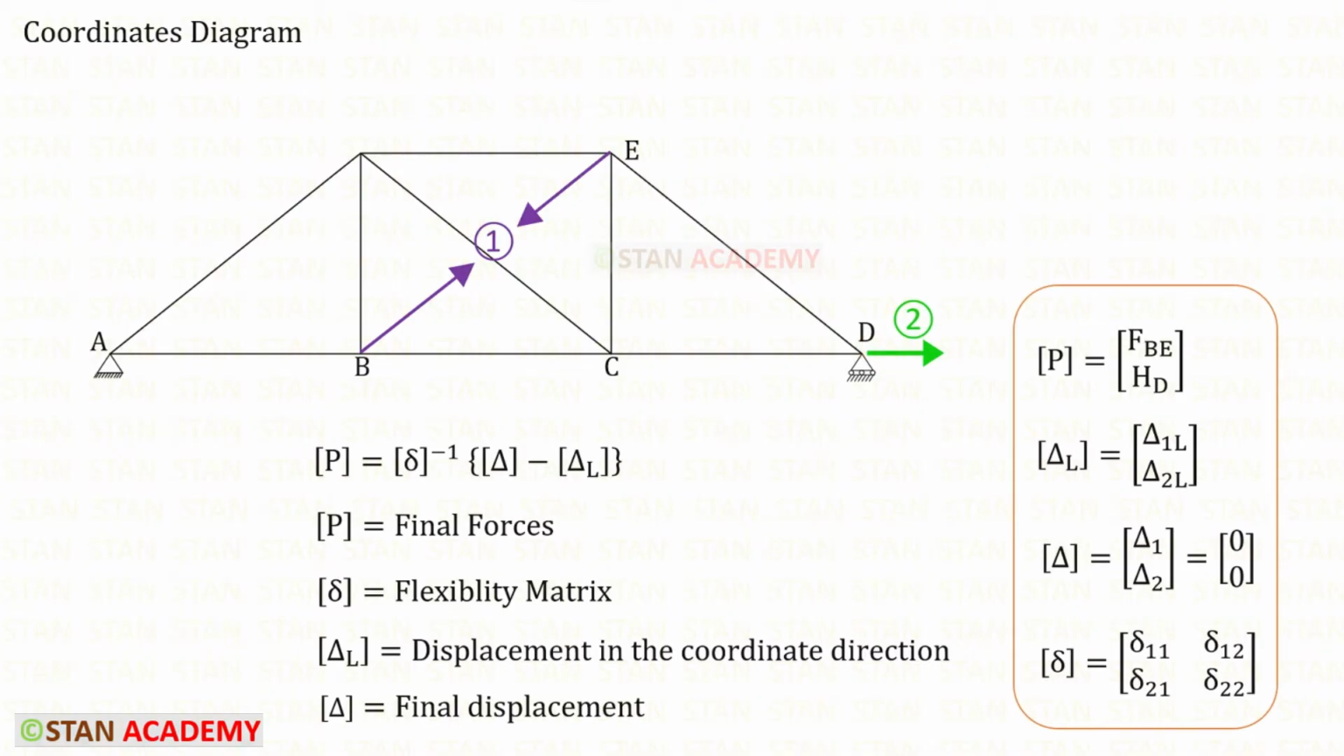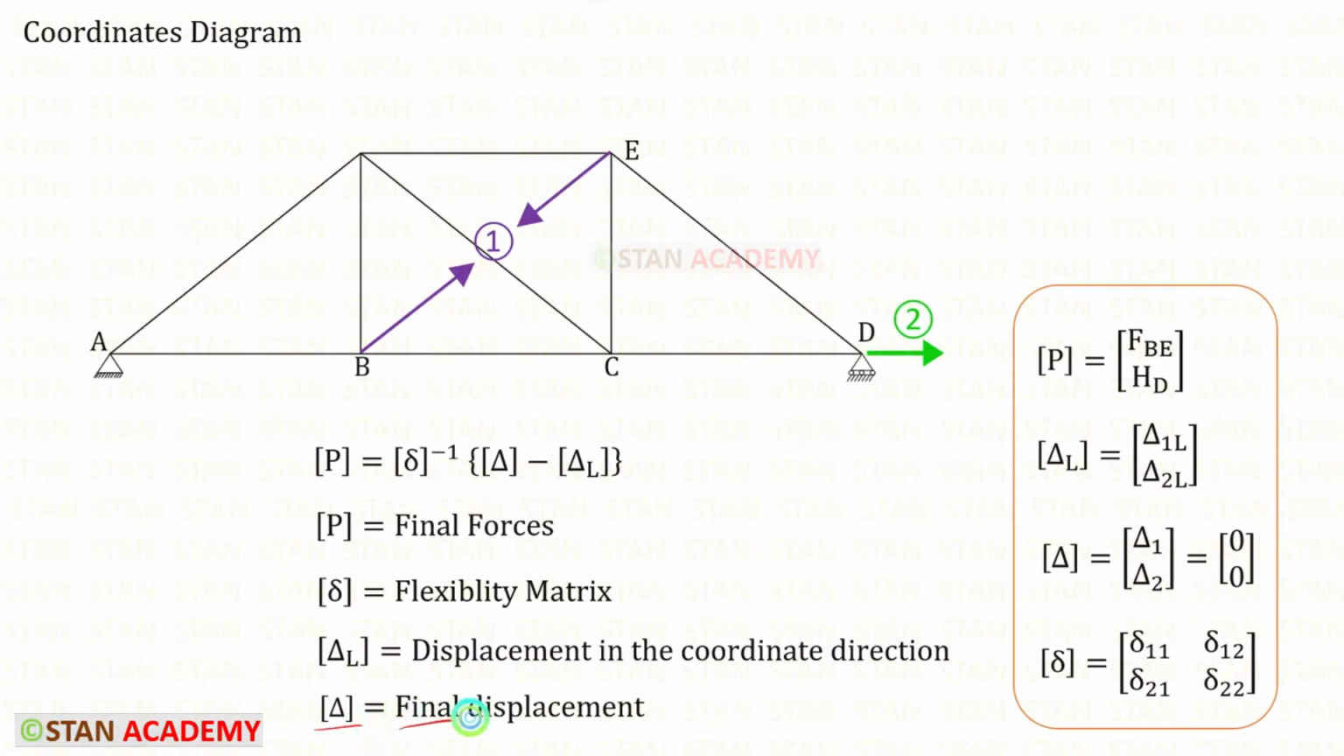To find FBE and HD, we are going to use this formula. Inside the P matrix, the final forces will be, which we have released, FBE and HD. Delta matrix is the flexibility matrix. Inside the delta L matrix, we will have the displacements in the coordinate direction. We have to use the released structure and find the deflection in the direction of BE and in the direction of HD. Delta 1L is the deflection in the direction of BE and delta 2L is the deflection in the direction of HD. So that is the horizontal deflection.